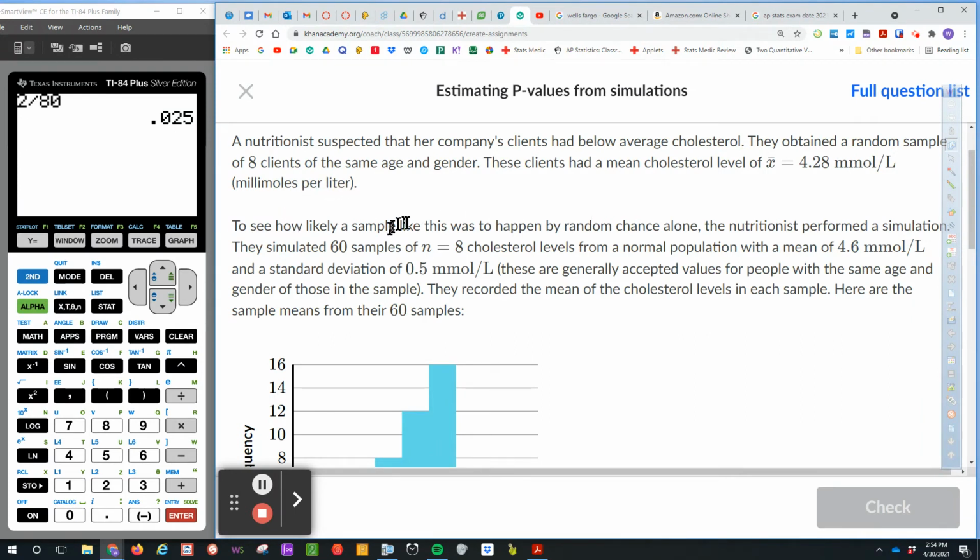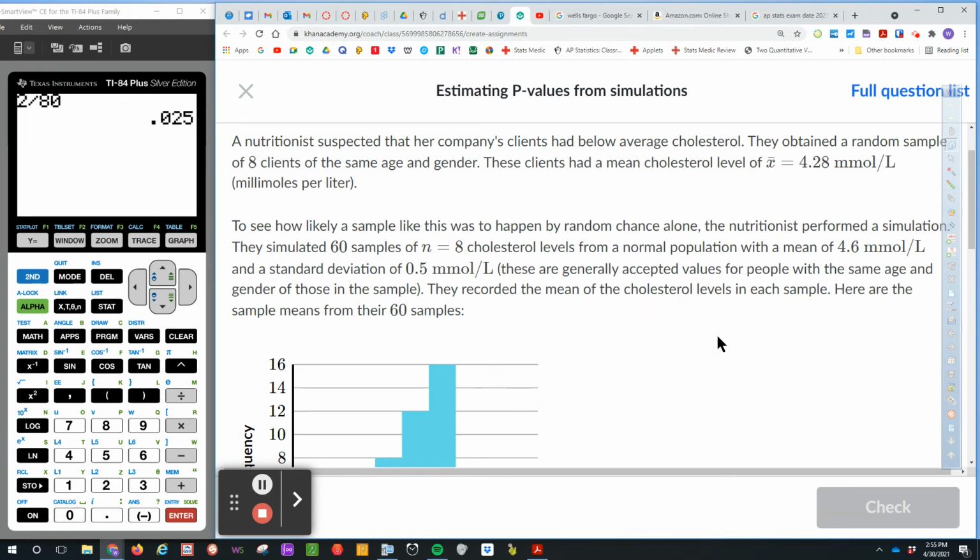To see how likely a sample like this, 4.28, was to happen by random chance alone, the nutritionist performed a simulation. They simulated 60 samples, and each sample is 8. So they collected 8 clients, and then they found the mean, and they did that 60 times, from a normal population with a mean of 4.6 millimoles per liter and a standard deviation of 0.5. These are generally accepted values for people with the same age and gender of those in the sample. They recorded the mean of the cholesterol levels in each sample.